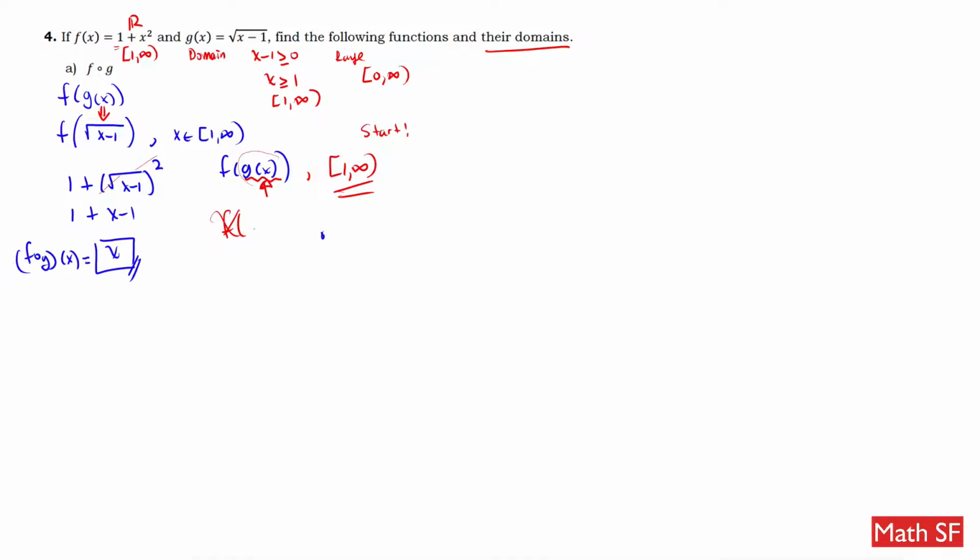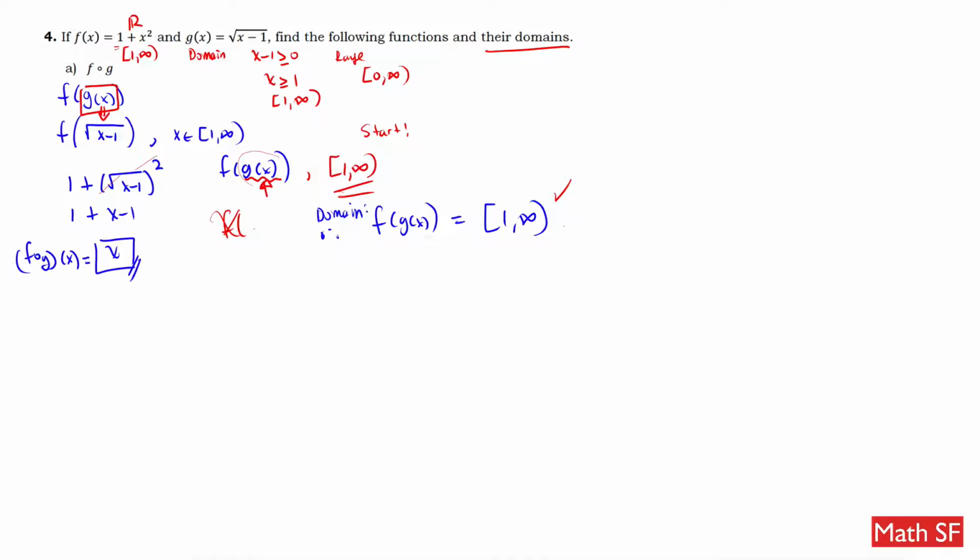So therefore, for f of g of x, the domain of this guy here is 1 to infinity, because you're restricting yourself based on this part here. Your domain starts from there. So be careful with this problem. Your domain starts with g of x, which is the square root of x minus 1, and it can only take from 1 to infinity. So you're restricting your domain already. So 1 going to infinity will be your domain.